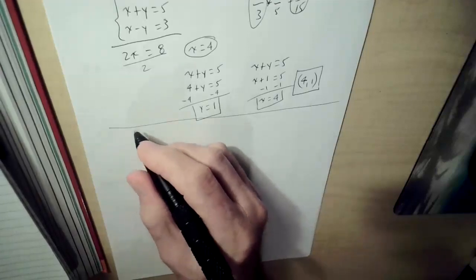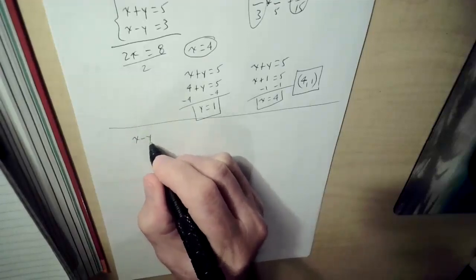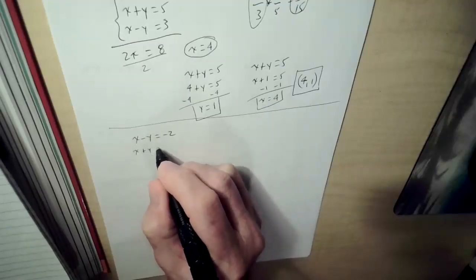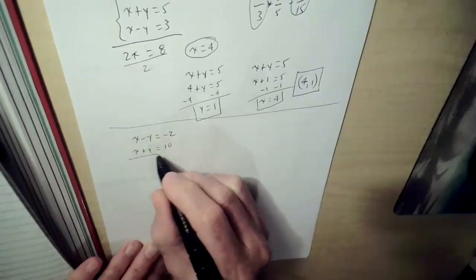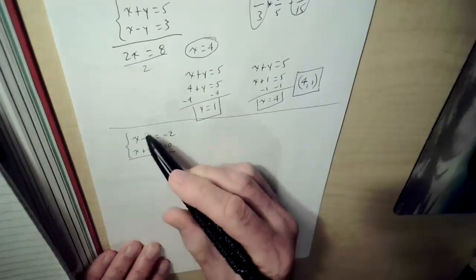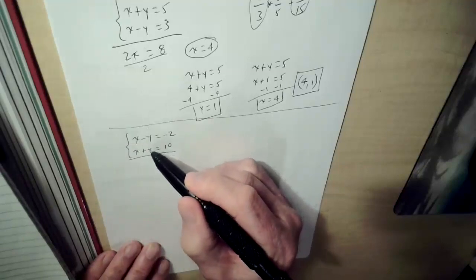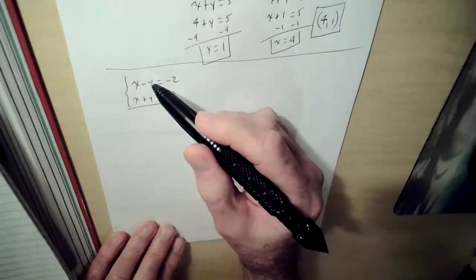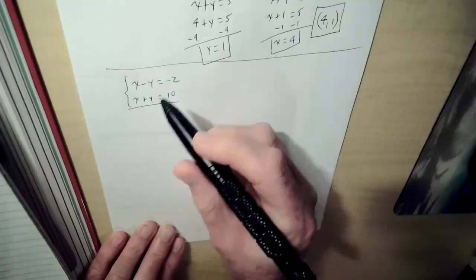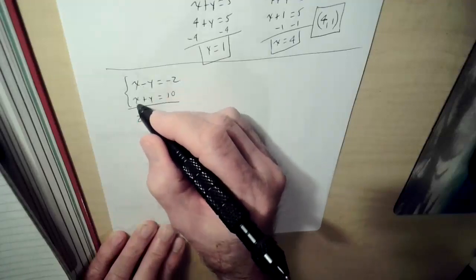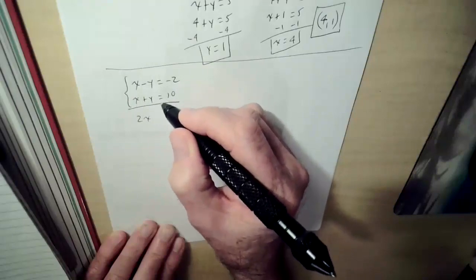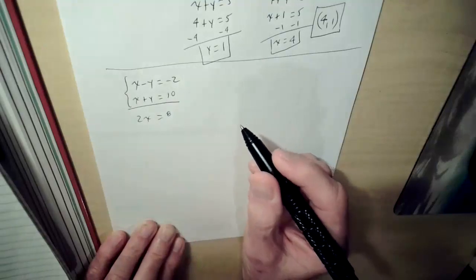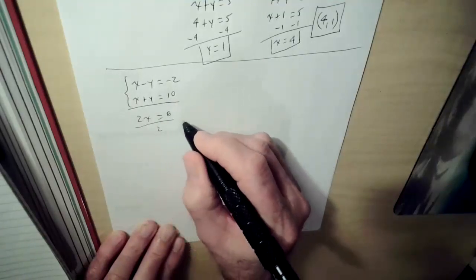Now, basically the same problem, but let's do it anyway. x minus y equals negative 2, and x plus y equals 10. Okay, now you can see that y is going to be eliminated. We don't have to do anything here. Any number minus itself is 0. So we get 2x. Remember, we're adding these two equations together. Equals 8.